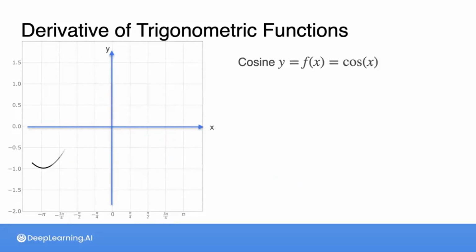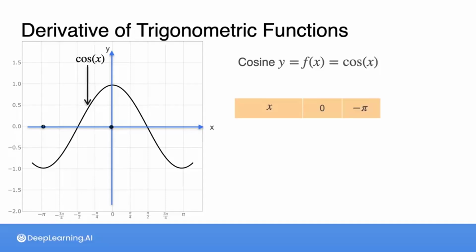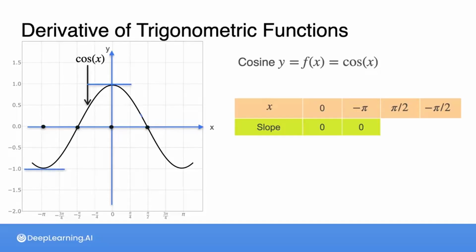Now, the same thing happens in the opposite way, except with a minus sign. So if this is cosine, let's take a look at some slopes at 0, minus pi, pi over 2, and minus pi over 2. At 0, the slope is 0. At minus pi, the slope is 0 again. At pi over 2, it's minus 1. And at minus pi over 2, it is 1.